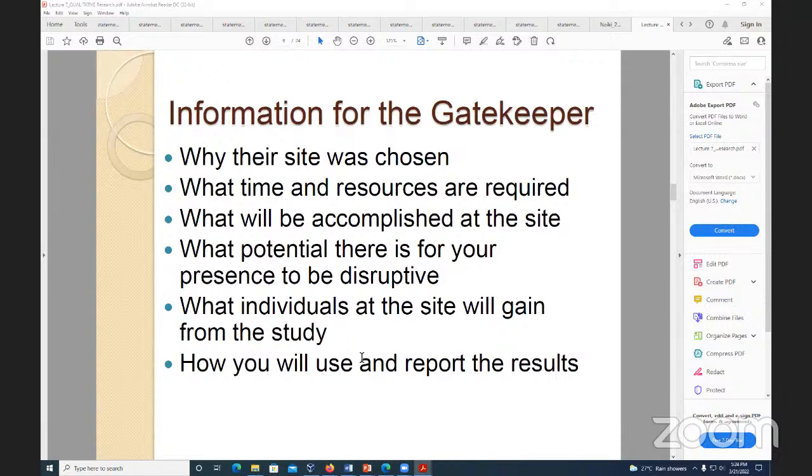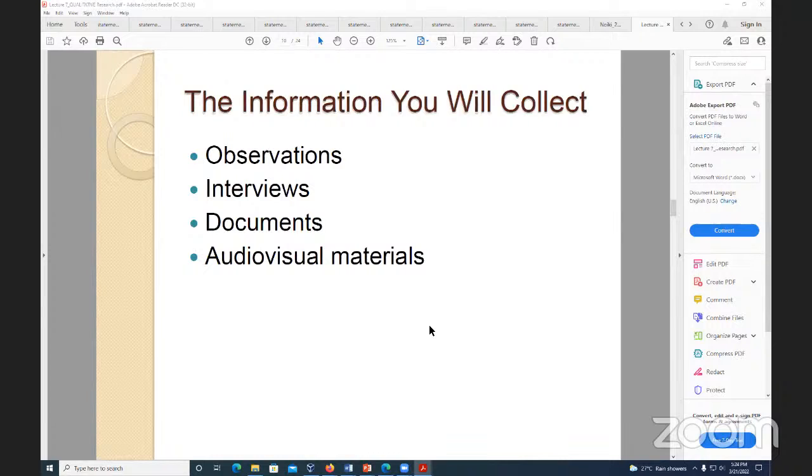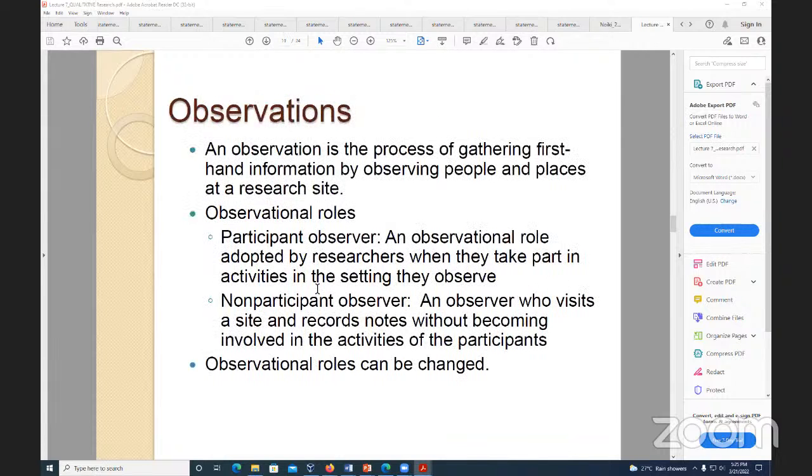So when you want to write to the gatekeeper, you want to tell them why you chose a site, what you're going to need from them, as in time it is going to take approximately, what you hope to accomplish, what the purpose of the project is, how likely it is to be disruptive, what the individuals will gain from the study, and how they will use and report the results. So these are the typical things that you get from a qualitative study: observations, interviews, documents, and AV material. So we'll go through all of them in turn.